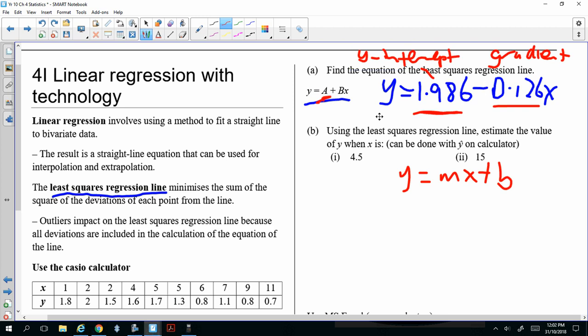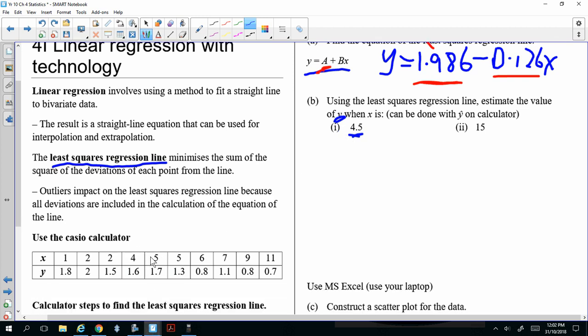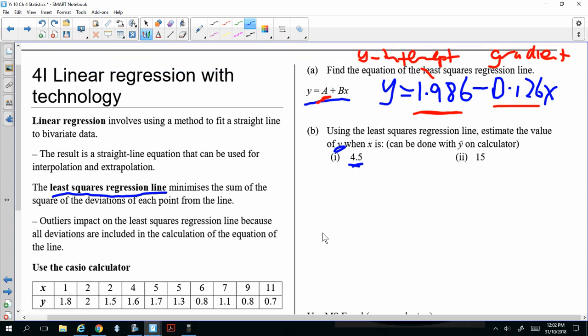Okay. Now we can use it to calculate. We can predict the y value when the x value is given. 4.5. So using the least square regression line, we can predict what 4.5 is. See, 4 is 1.6, 5 is 1.7. Does it give me some value between 1.6 and 1.7? Hopefully it does.